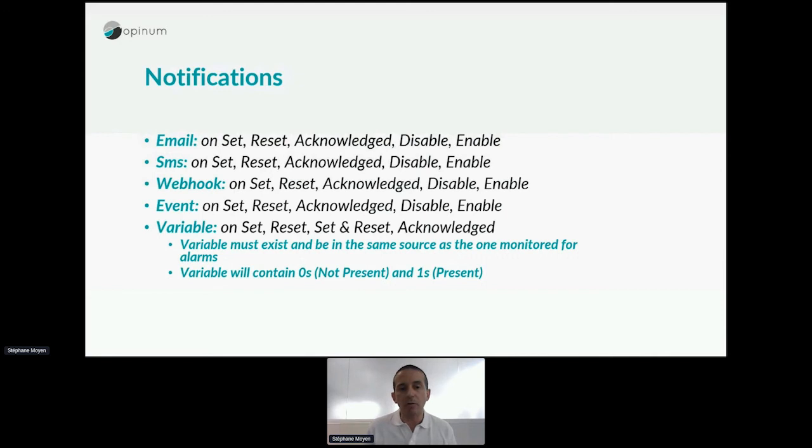The list of states here are the ones that you can link to the different types of notifications. For example, if you want to set up a variable type notification, you can link set, reset, set and reset states, and also the acknowledged states to your variable.